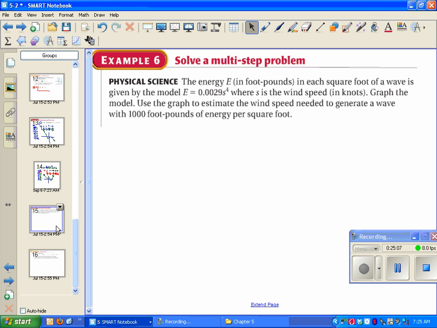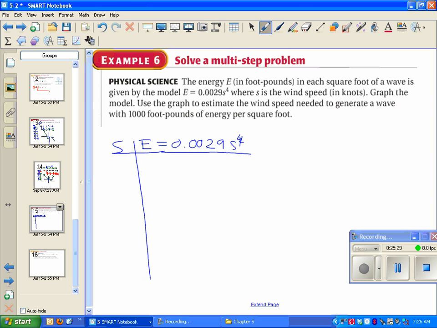Okay. All right, so example 6, please read this and figure out what's going on. Pause the video. All right. Okay, so we're trying to figure out, we're going to graph this. So S is our X value and E is kind of like the Y. So here's the one they gave us.